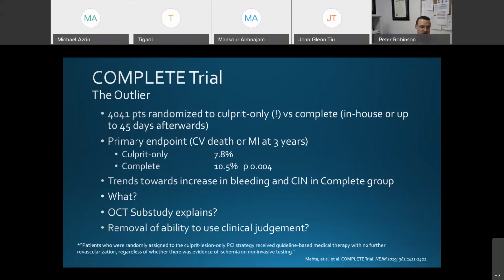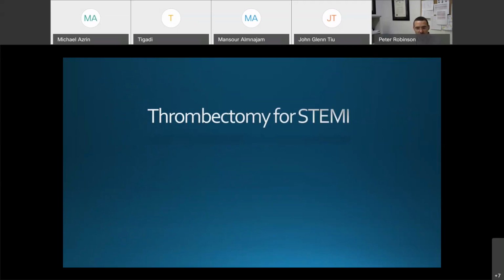I'll just say patients who are randomly assigned to the culprit lesion only PCI strategy receive guideline-based medical therapy with no further revascularization, regardless of whether there is evidence of ischemia and non-invasive testing. That's a direct quote from the trial. Just want to throw that out there.